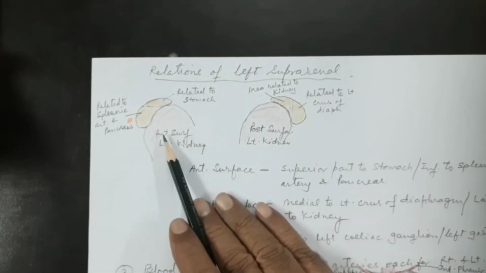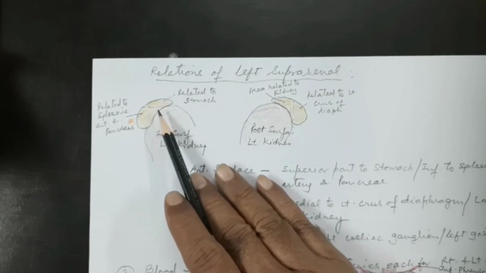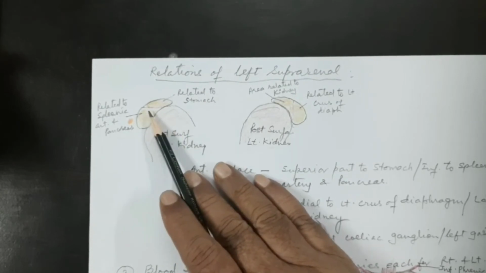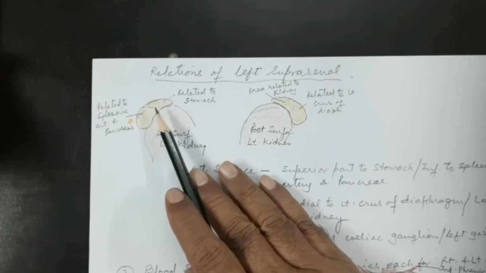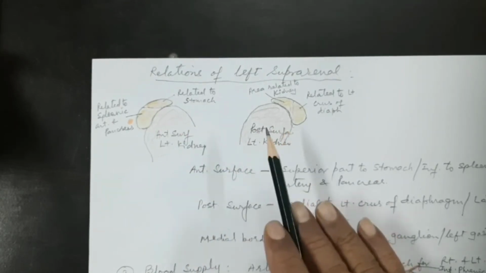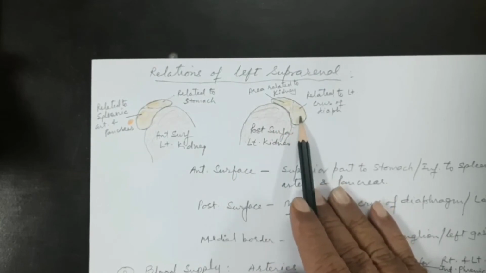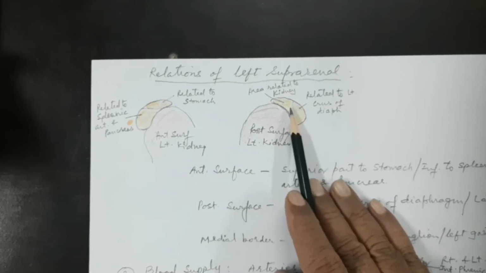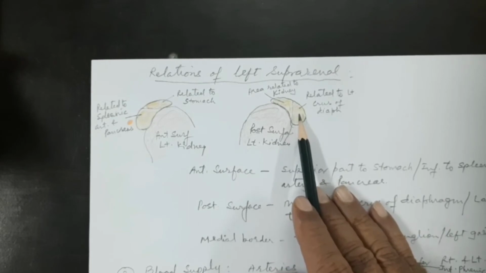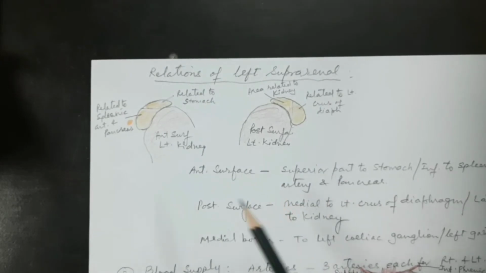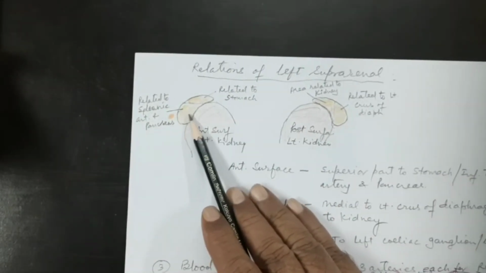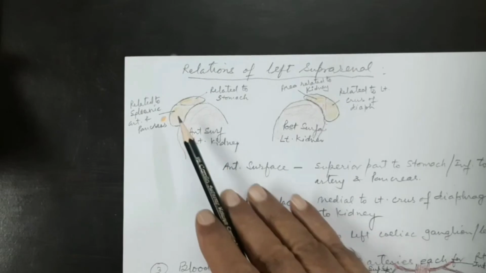This is the left suprarenal gland on the upper pole of the left kidney, where we are seeing its anterior surface. But this diagram shows the same left kidney from the posterior surface. That's why the suprarenal gland, which is on its upper end, is seen from the posterior surface. So this is the posterior surface of the left suprarenal gland. Let us see the relations of the anterior surface in this diagram.